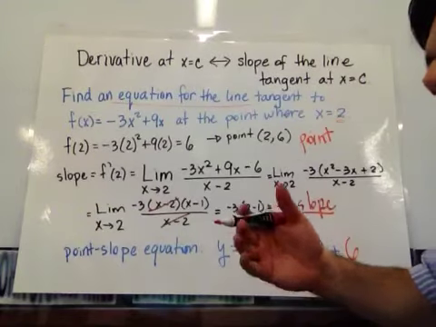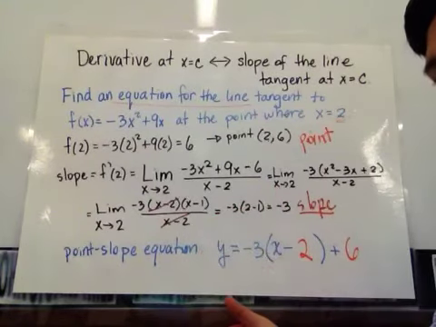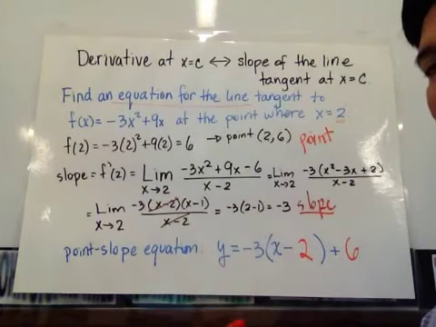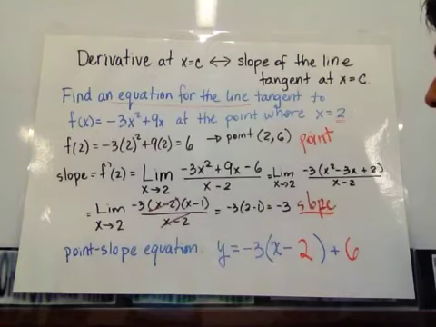Summarizing, the derivative at a point is the limit as x approaches c of the difference quotient. Okay?